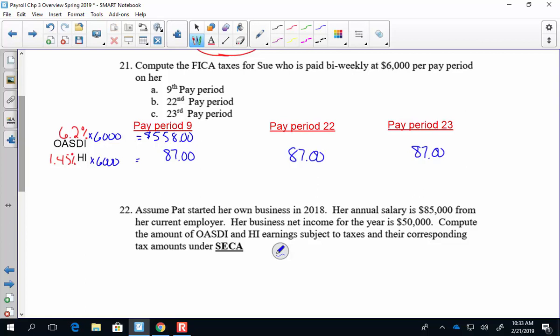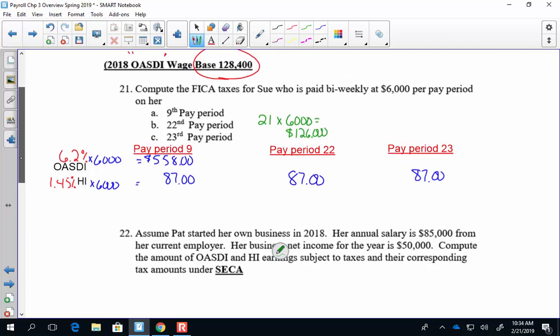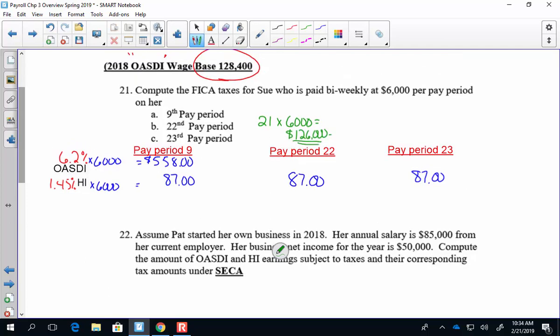Now we get to Social Security for payroll period 22. What I'd like to do is first look at pay period 21, which is just one less than 22. If I take 21 times 6,000, what I'm trying to determine is Sue's year-to-date number. So 6,000 times 21 is $126,000. Well, that's getting pretty close to the 128, right? So if I compare this 126 to the 128, I'm only about 2,400 off that amount.